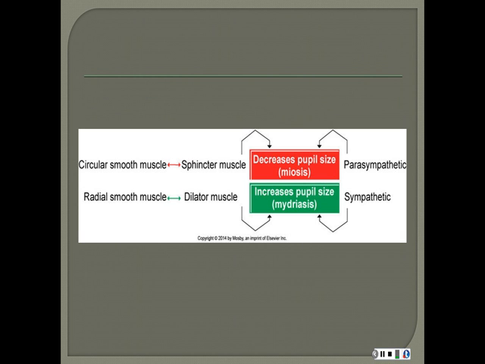The sphincter pupillae muscle is controlled by the parasympathetic nervous system, and it constricts the diameter of the pupil, and this is called miosis. And then the dilator muscle is controlled by the sympathetic nervous system, and it will dilate or open the pupil, and this is called mydriasis.